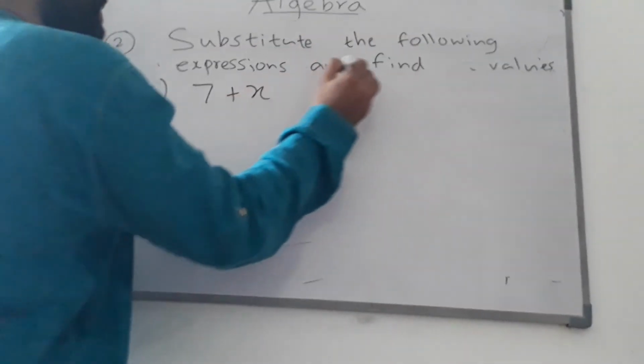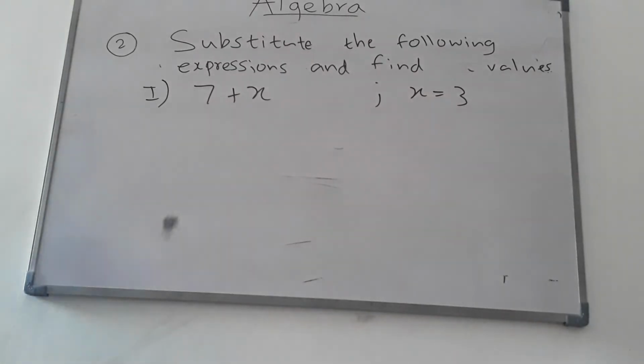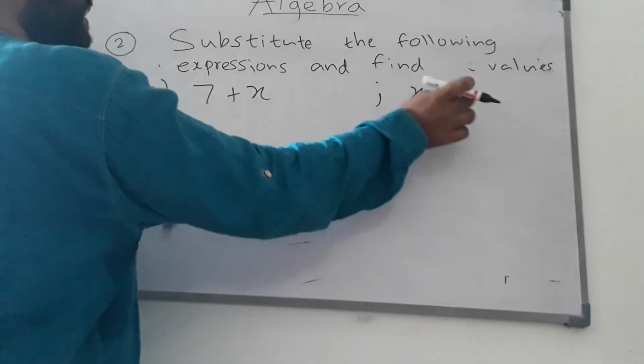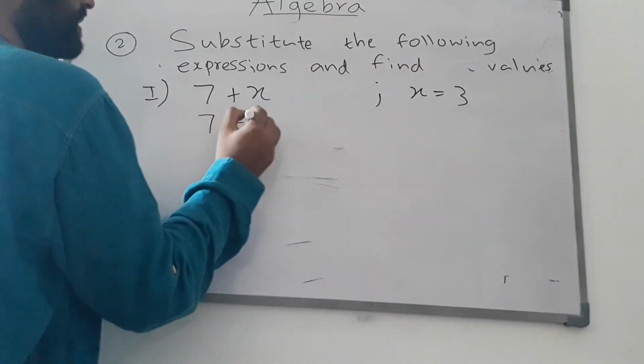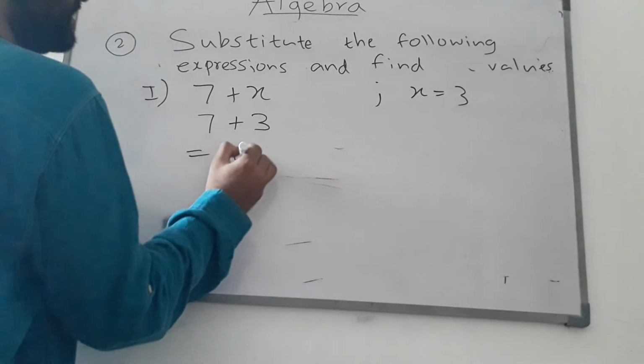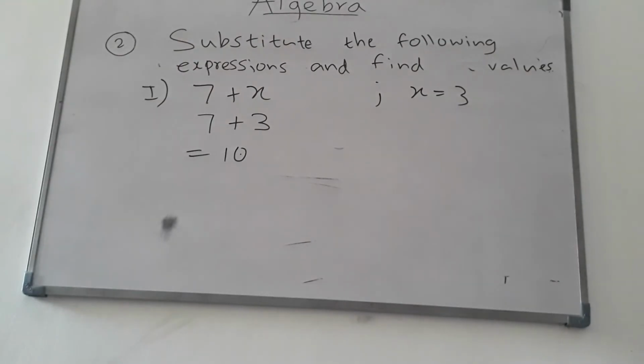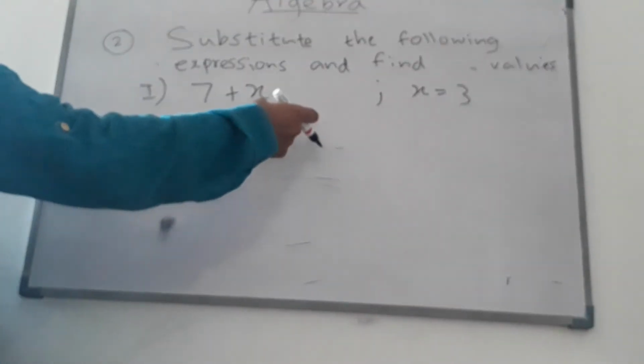First question, 7 plus x, where x is 3. 7 plus x. x is 3. That means instead of x we can write 3. 7 plus 3, answer is 10. Okay, x is 3 means instead of x we can write 3, because x is 3, that is why.